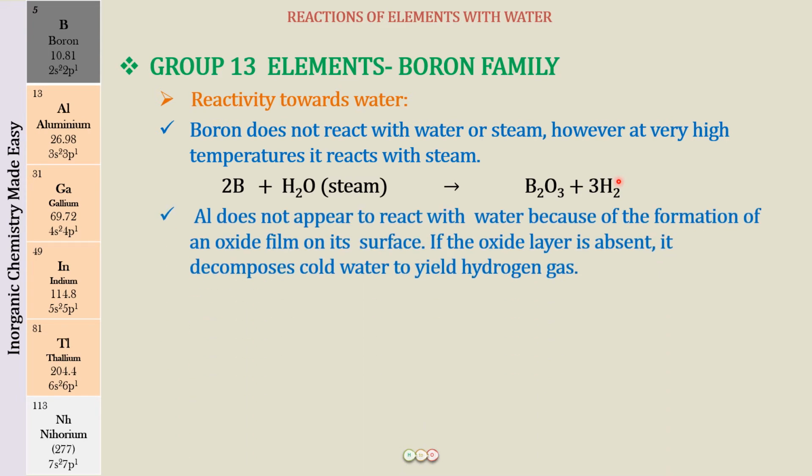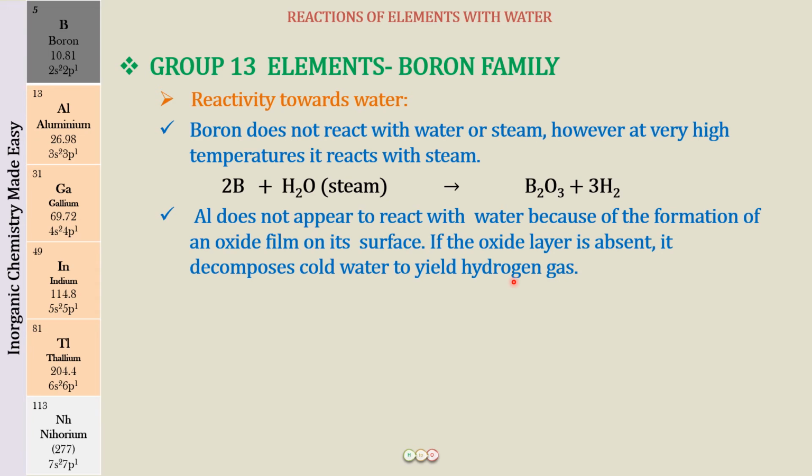The next we have is aluminium. Aluminium is a metal, so it should be reacting with water. But what we find is that aluminium does not appear to be reacting with water. And why? It is because of the formation of an oxide film on its surface. Once the oxide film has been formed, further reaction will not be able to take place. That is why we say that aluminium does not appear to be reacting with water. But if the oxide layer is absent, yes, it can react even with cold water to yield hydrogen gas. So I hope this will be remembered by you.